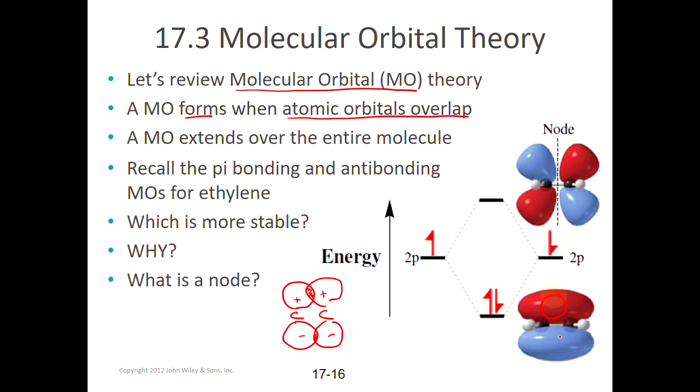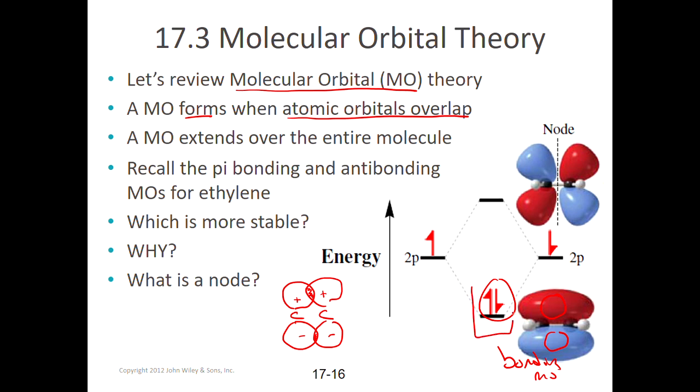So the electron density increases in the area of overlap, and that's more stable. That's where the electrons go. That's the bonding molecular orbital. Normally, we don't even worry about what the antibonding looks like because it's too unstable for the electrons to usually go in there.